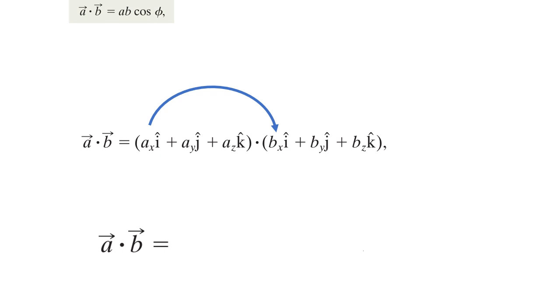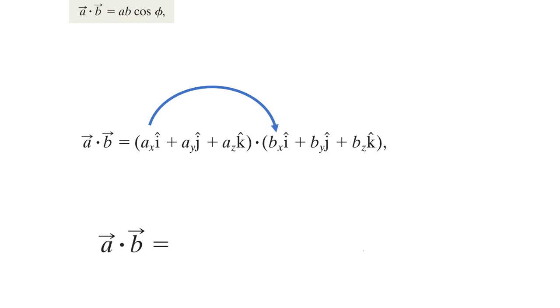So how to calculate A dot B? You have vector A and vector B here. You multiply each term of vector A with the corresponding terms of the second vector. First I multiply AX i with BX i. Then I multiply AX i with BY j, then AX i with BZ k. Subsequently you have to do the multiplications for the other terms.